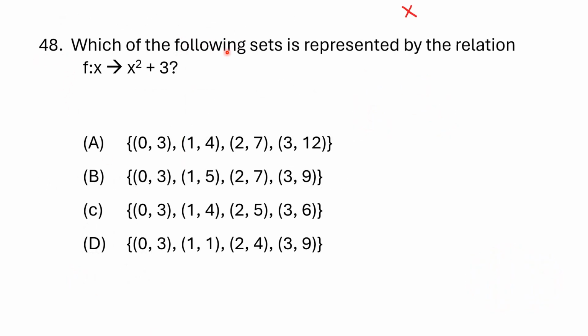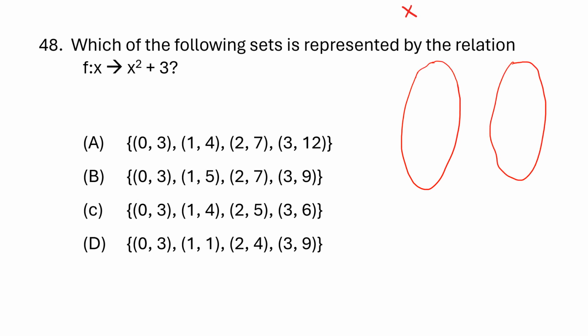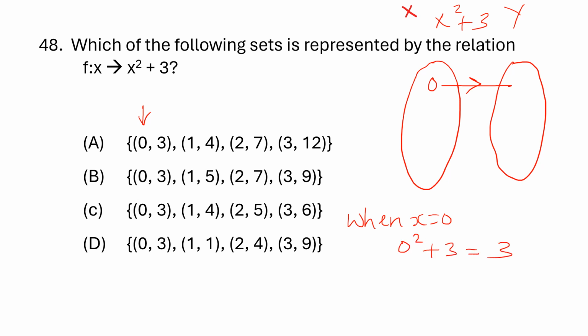Question 48. Which of the following sets is represented by the relation f of x is x squared plus 3? So we can use a mapping diagram. Remember this? And we have x and y, and it is x squared plus 3. So the first x value is 0, and that goes to what? We have to substitute. When x is 0, we're going to get 0 squared plus 3. So we're substituting it, we're going to get 3. So that goes to 3.